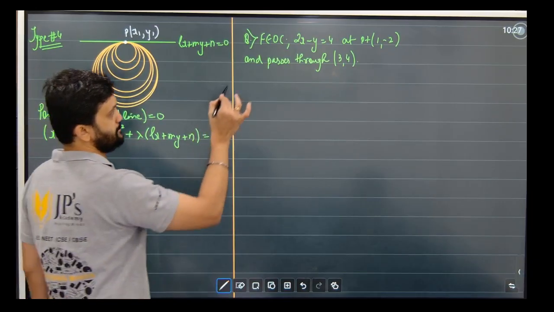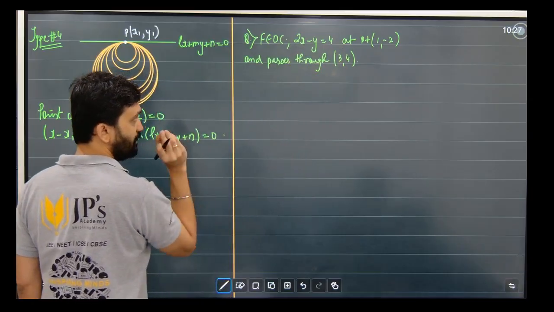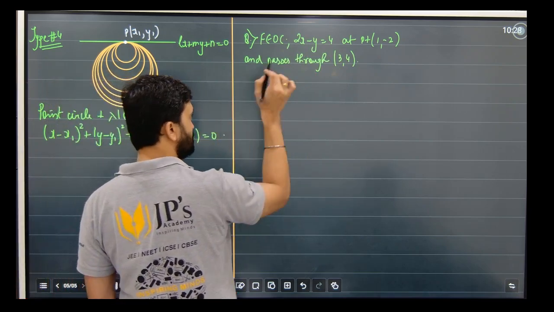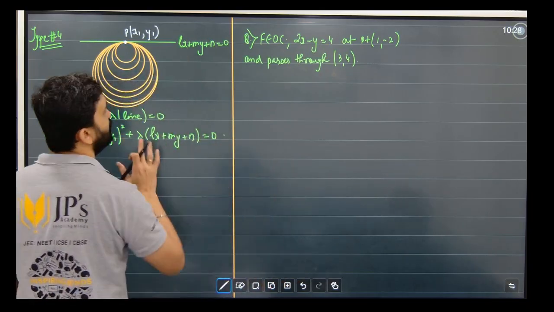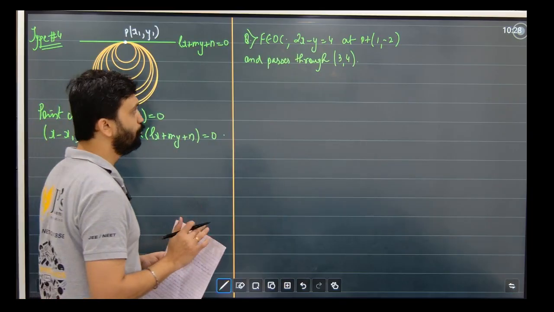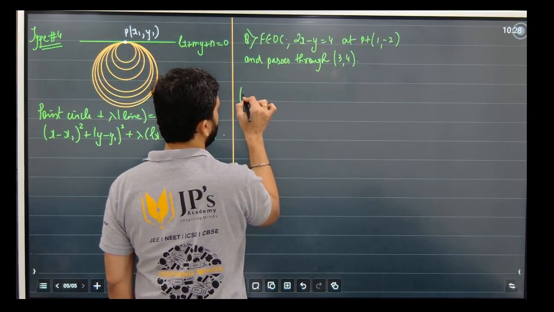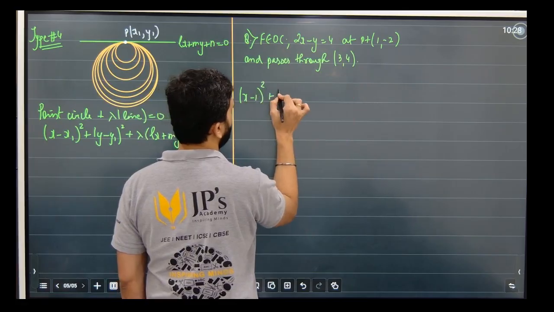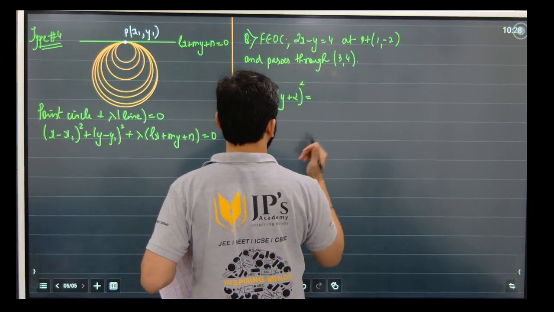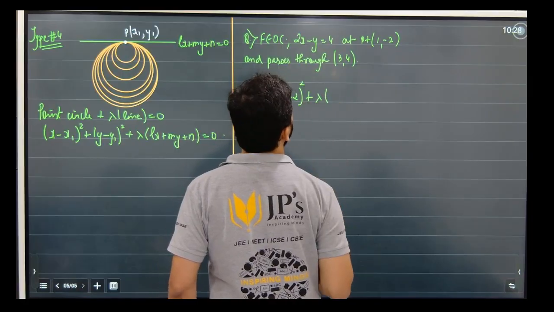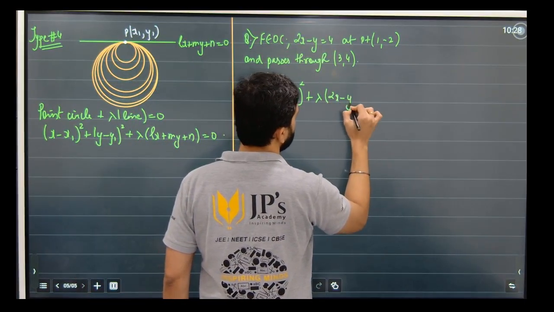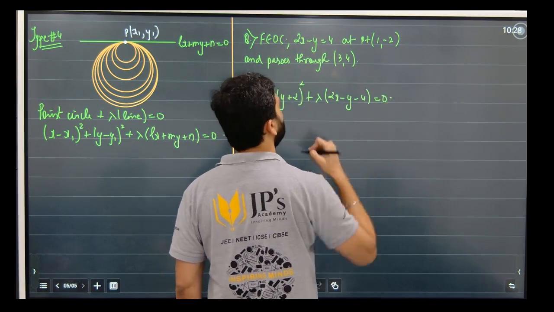Now see this. It is touching and passing through 3 comma 4. The equation of the line is given, and I know the circle's equation too, and it passes through 3 comma 4. So what I am going to do, at the point 1 comma minus 2, is write (x minus 1) the whole square plus (y plus 2) the whole square plus lambda into the equation of the line, 2x minus y minus 4 is equal to 0, and this is passing through 3 comma 4.